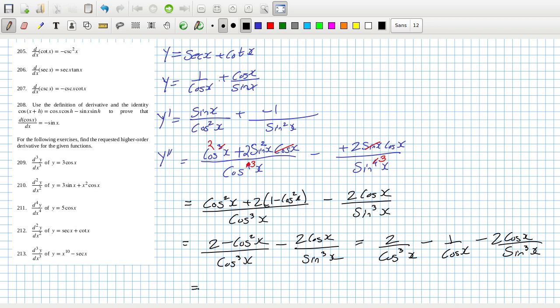So you could change that to 1 over cos is sec x. We'll just go with sec cubed x. And then this would be sec x. And then cos over sine is cotan x. But then it's 1 over sine, which is cosec squared x. Yeah, we'll leave it like that.